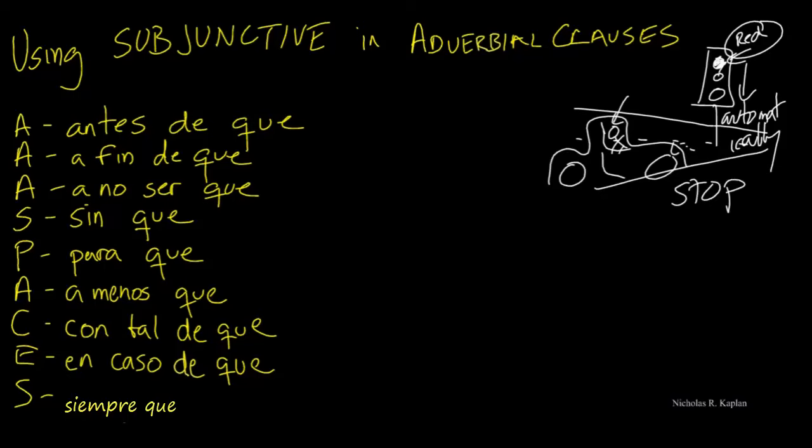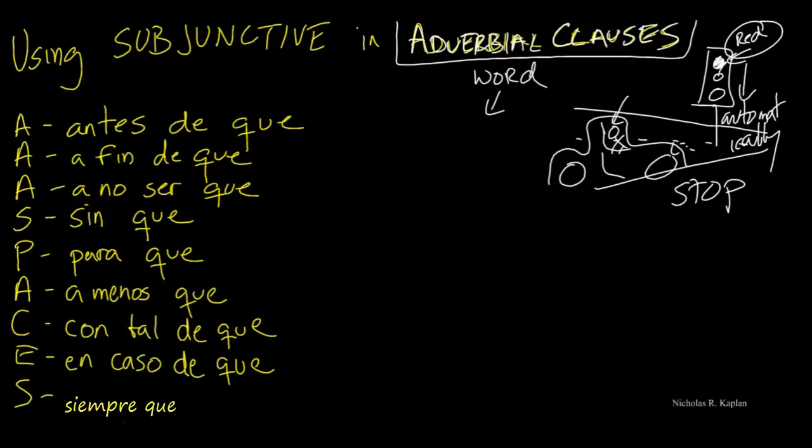All right. Well, in Spanish, there are certain adverbial clauses that when you see them, you automatically have to do something. All right, well, what's another word for adverbial clause? A word. Okay, well, there are certain times in Spanish when you see a word, you must automatically use subjunctive. All right, well, that seems pretty easy. I see a red light, I automatically stop. I see a certain word, I automatically use the subjunctive.